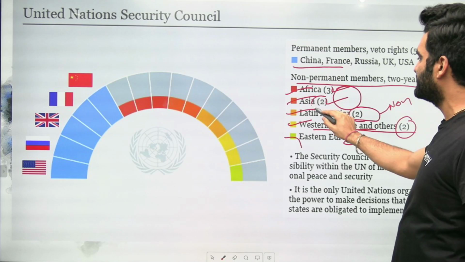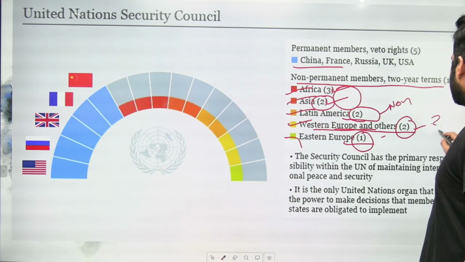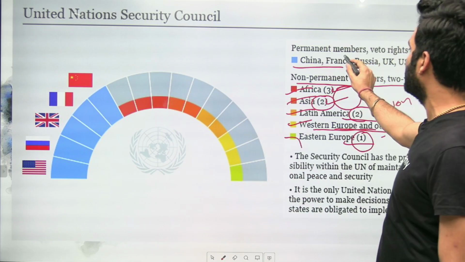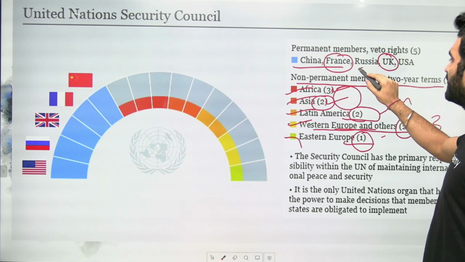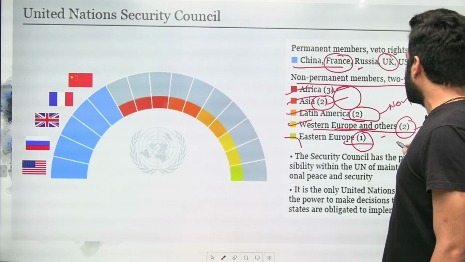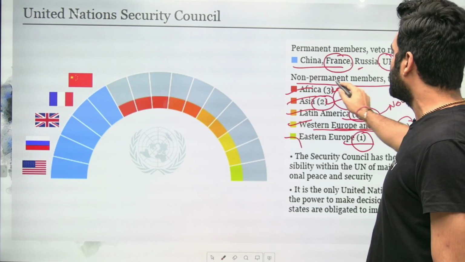So that means Western Europe is getting 3 members because of its size, no doubt. But if we consider the fact that France and the UK are already 2 members in the permanent members of the United Nations Security Council, why give another 3 seats to the continent of Europe in the non-permanent members?